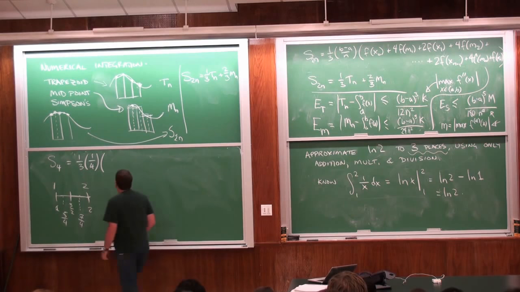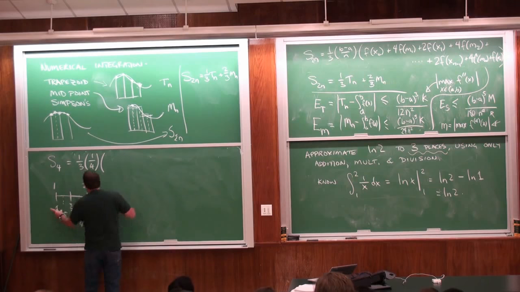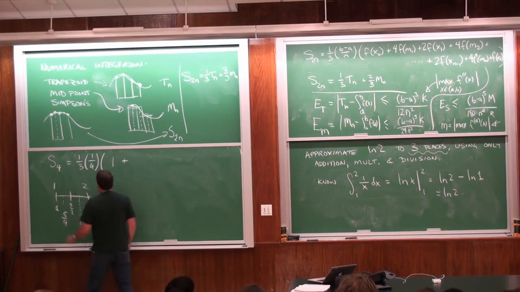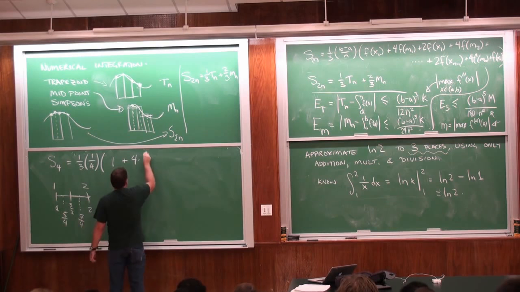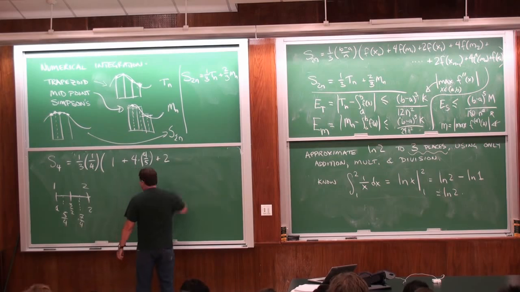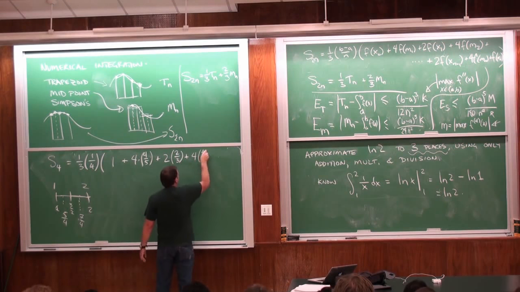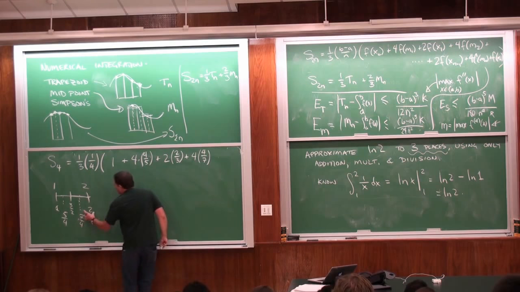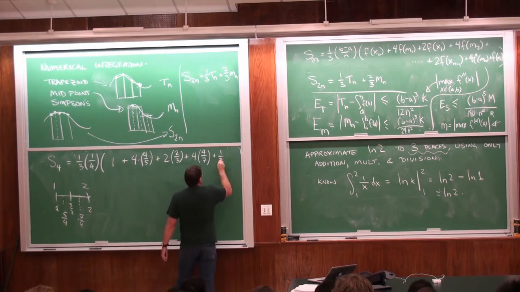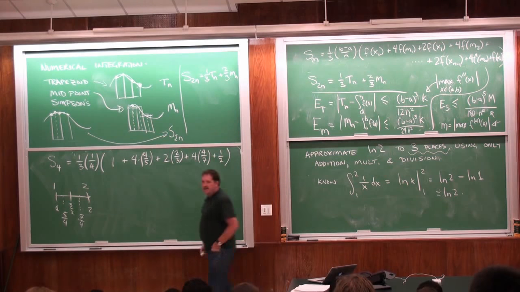Yeah. Okay, so now we do the stuff. We add up the function evaluated here. That's easy. 1/1 is 1. Plus 4 times the function evaluated here. So this is 4/5 because my function is flip it. Plus twice the function evaluated here. Plus 4 times the function evaluated here. Plus just 1 of the function evaluated there. And so that gives me my approximation.